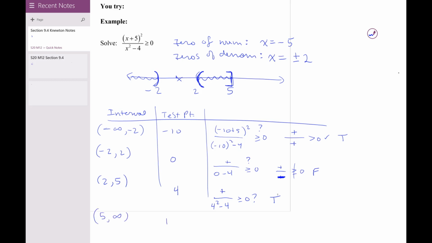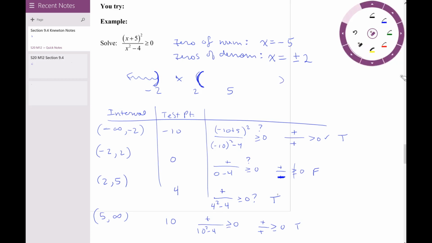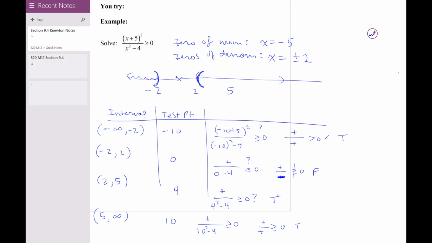Then 5 to infinity, let's test 10. And I have a positive numerator over 10 squared minus 4, which is also positive. So I also want this piece of the number line. So I should go back and erase this square bracket because the interval continues. So it goes right.